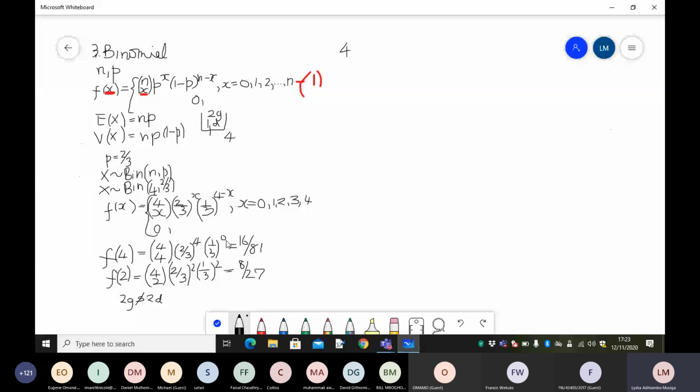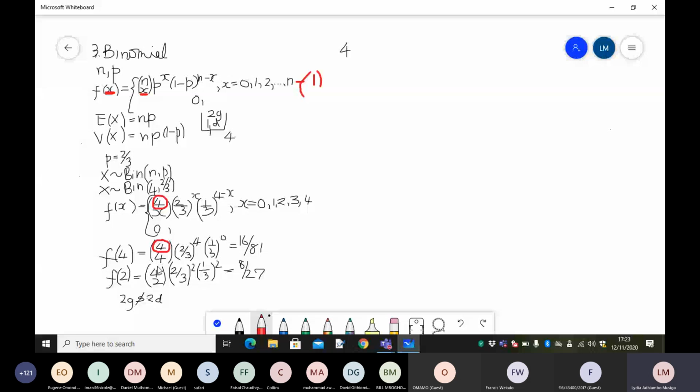Okay, so someone asked, what about the two defective? And I was saying, you know, we are picking 4 times. We have 4 boxes. So we are picking 4 times.